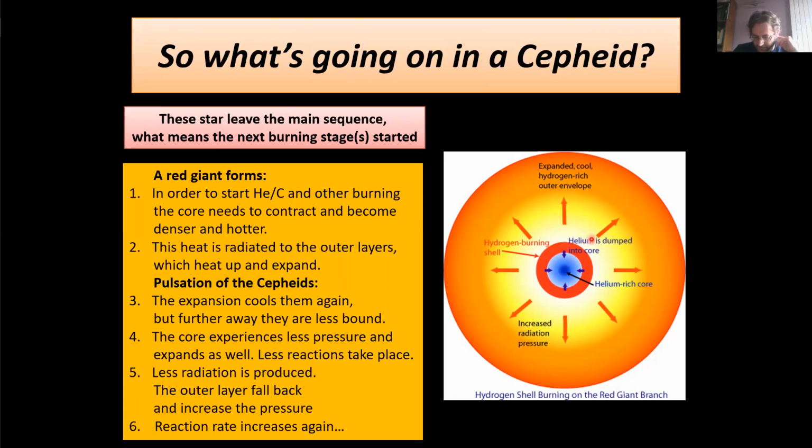Okay, so basically the core contracts at some point, becomes denser and hotter. When it becomes hotter in the center, the heat always migrates from hot to cold, from a high temperature to a low temperature. This is how heat migrates. It's basically the gradient of the temperature difference.